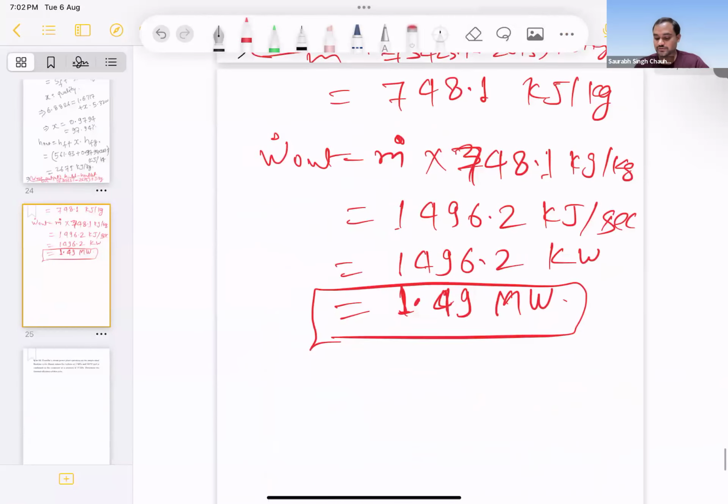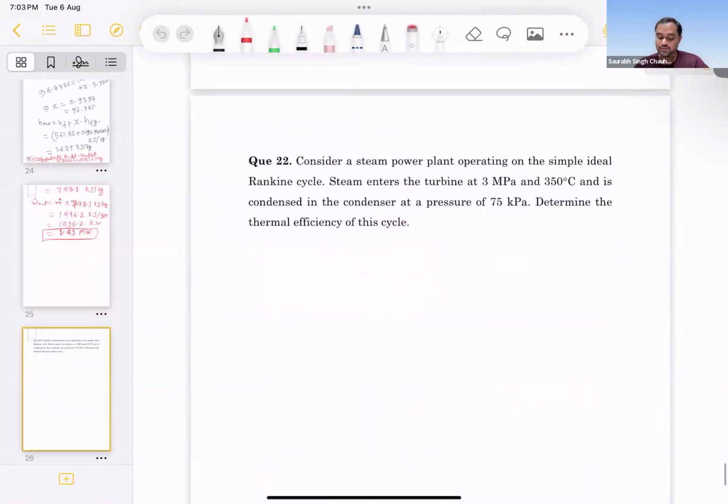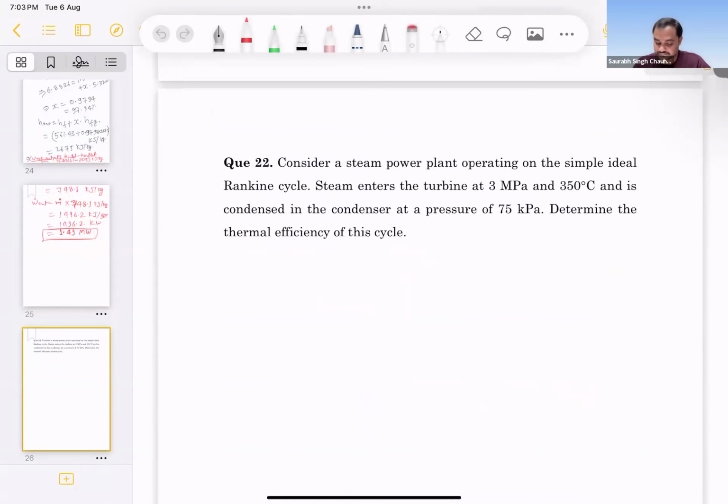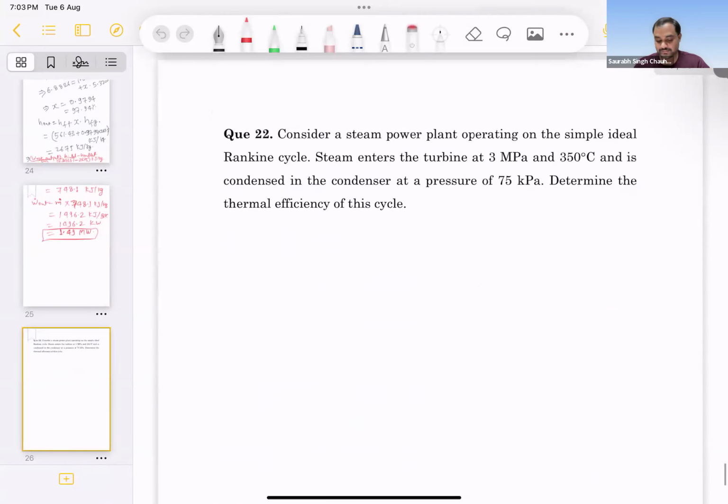To solve any numerical, you should be familiar with the steam tables, how to use them, or look up the values. In any exam, either you will be provided steam tables or values can directly be given. So question number 22, this is also a numerical question. It says: consider a steam power plant operating on a simple ideal Rankine cycle. Steam enters the turbine at 3 megapascal.